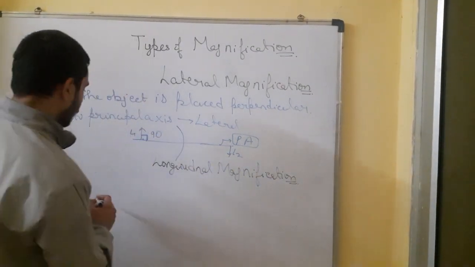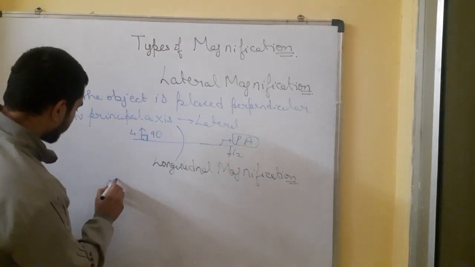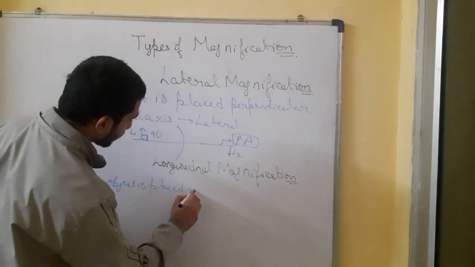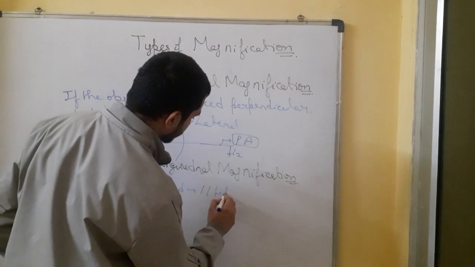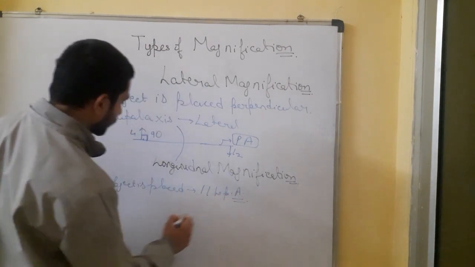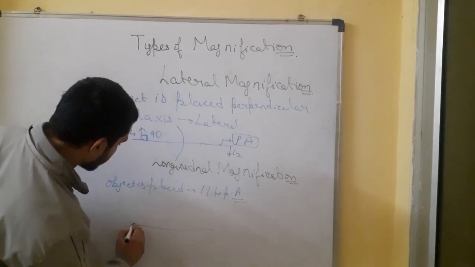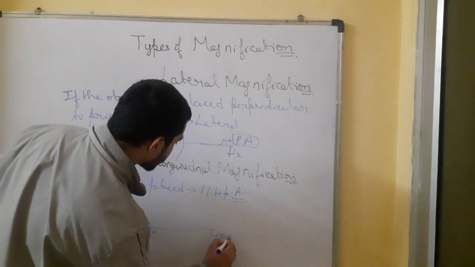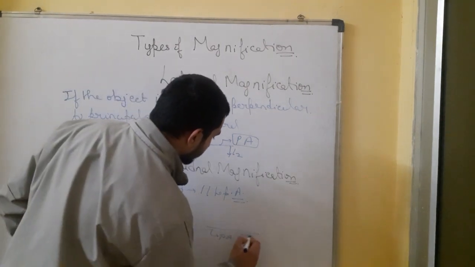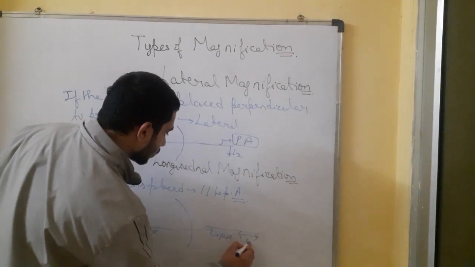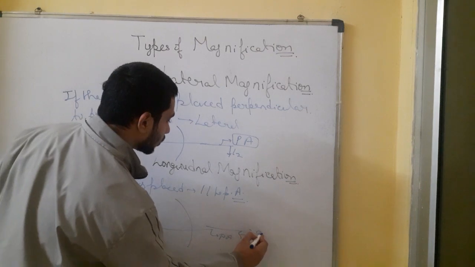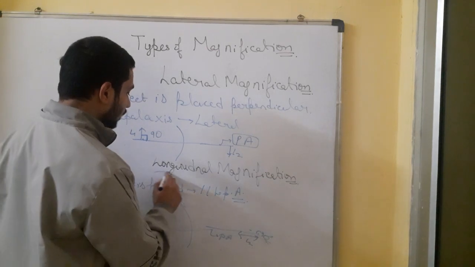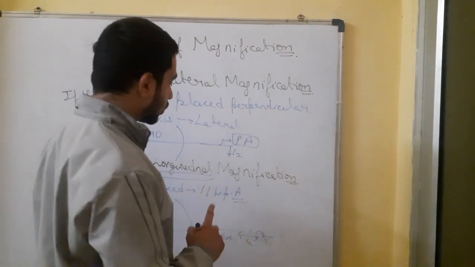On the other hand, in longitudinal magnification, the object is placed parallel to the principal axis. So the object, which has a length of L1, will be making an angle of 0 degrees with the principal axis. Suppose that this is a spherical mirror, so the image which we get is also at 0 degrees with the principal axis. So if the image and object are making an angle of 0 degrees with the principal axis, then the magnification which we get is called longitudinal magnification.